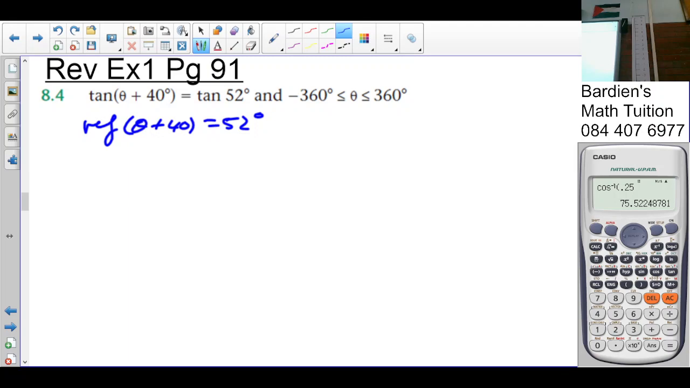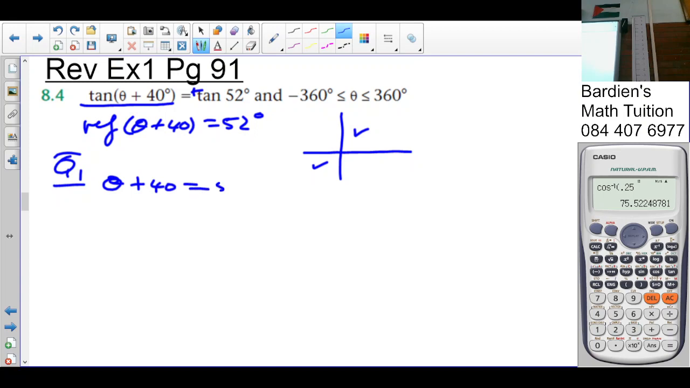Again, you don't have to go into general solution, but we practice it at this point as well. So in which quadrant is tan positive? This tan now is positive in quadrant 1. Okay, so how do we get in quadrant 1? It's going to be theta plus 40 is equal to 52 plus k times 180. Not so. So it's k times 180 then.